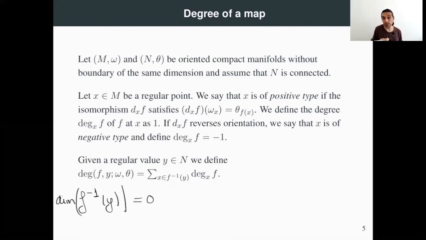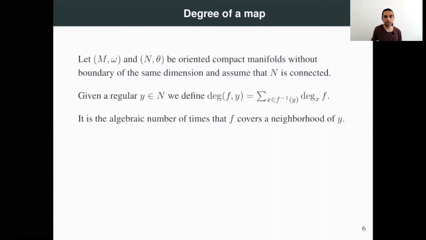Since M is compact, that implies that the preimage of y has finitely many points. And so this sum over here is defined. If there is no point in the preimage, then we say that the sum is 0. So we have a definition here of a degree, in which we are fixing a regular value and orientations omega of M and theta of N.